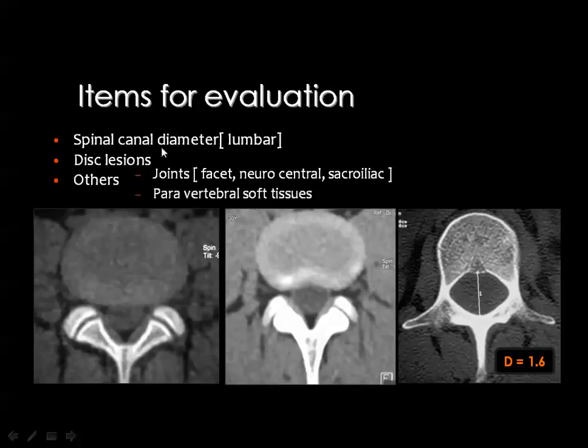They are three. Number one, we should evaluate the spinal canal for canal stenosis. We should evaluate the discs for disc pathology, and we should evaluate the joints: the facet joints in the lumbar spine, the neurocentral joints in the cervical spine, and the sacroiliac joints. Also, we look for the paravertebral soft tissue structures for any abnormality.